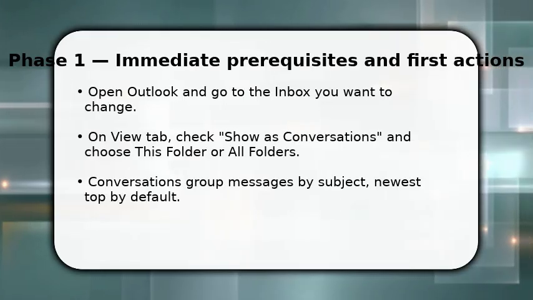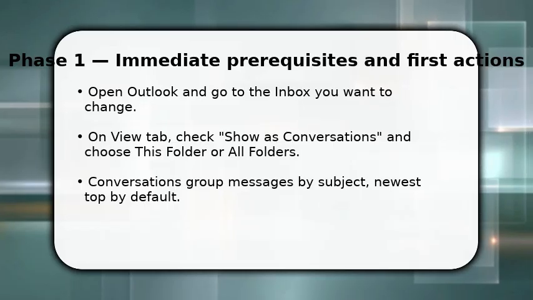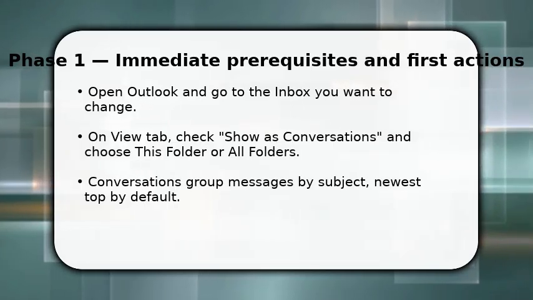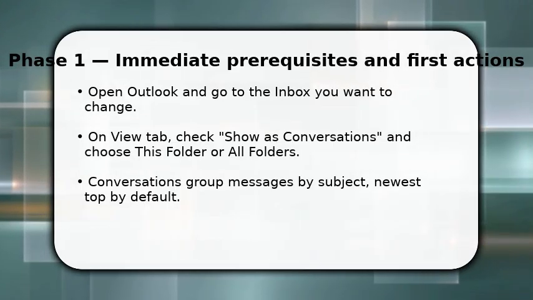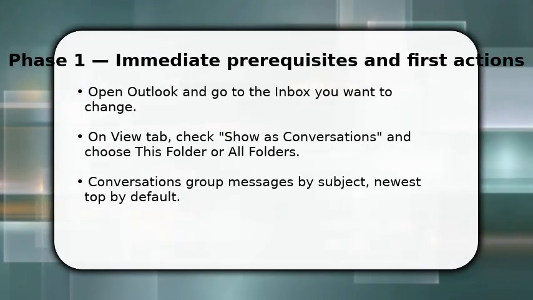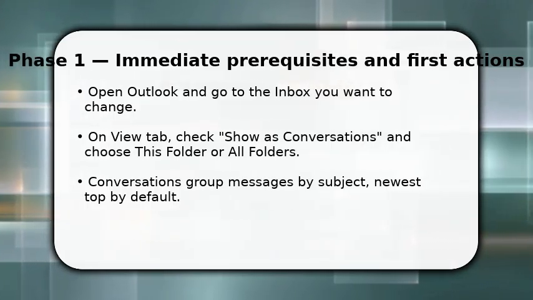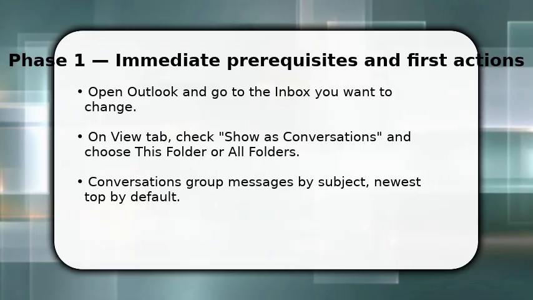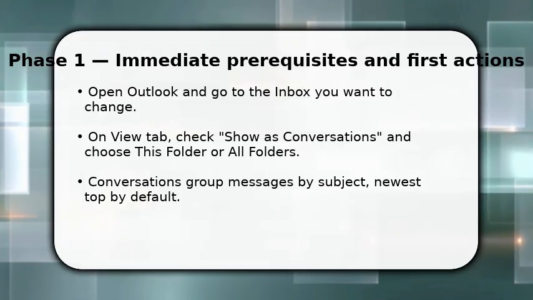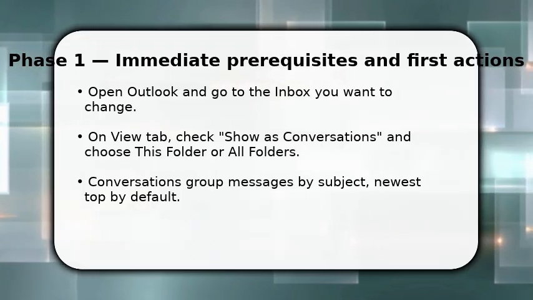You start by turning Conversation View on. This groups related messages, so you see threads instead of individual emails. Open the inbox, switch to the View tab, and check Show as Conversations. Once done, choose this folder or all folders depending on whether you want a single mailbox or every mailbox changed.